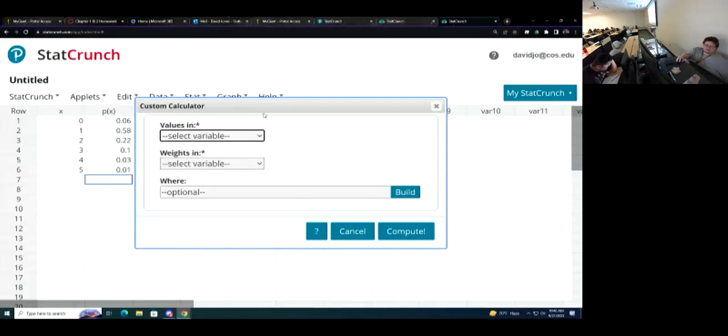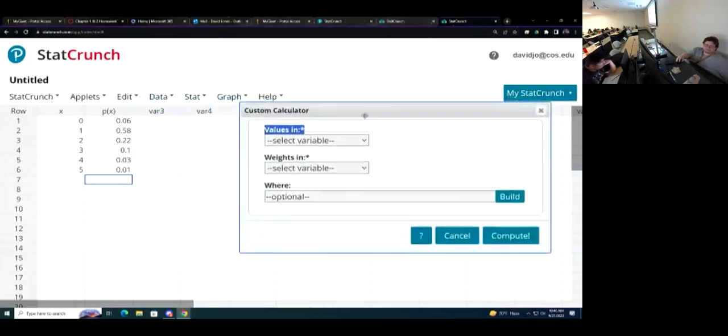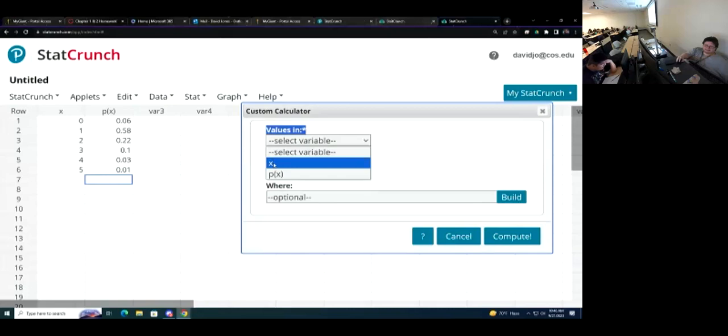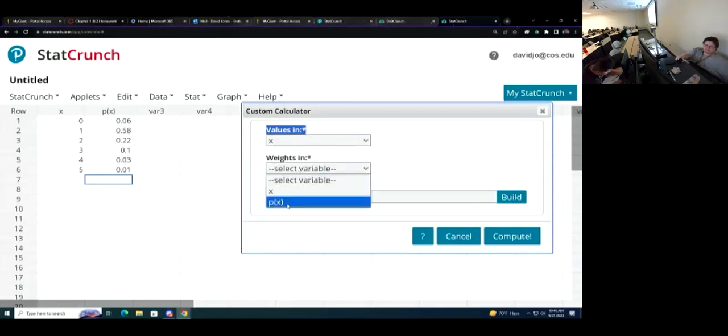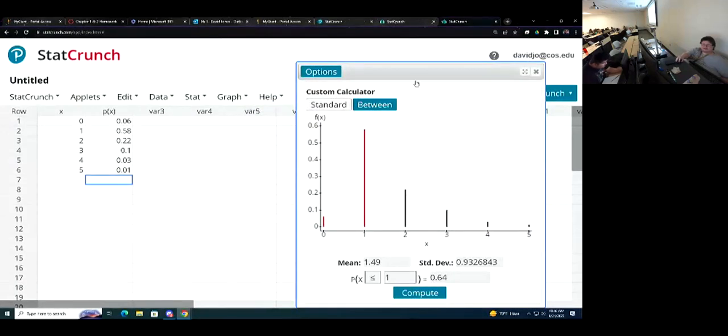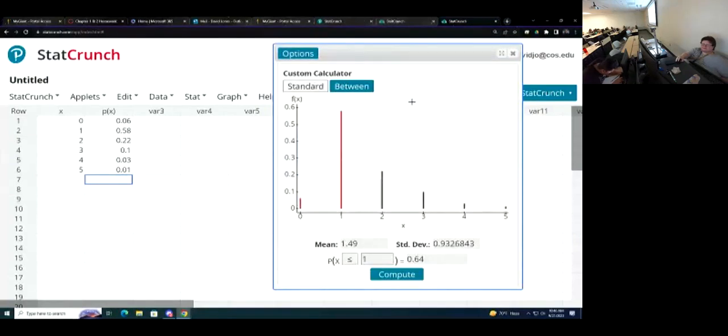All right, so weights are your probabilities. So values are X's and weights are P of X's. That's important to know. When you're doing this in StatCrunch, values are X's and weights are P of X's. You don't need to put anything else anywhere. You just click compute. Look at that. They draw the histogram for us.